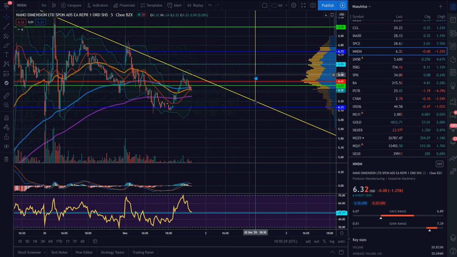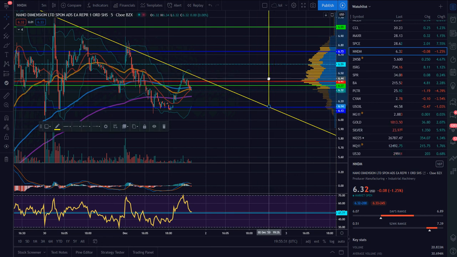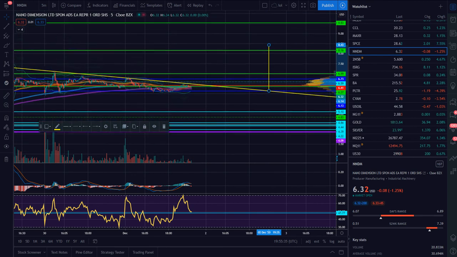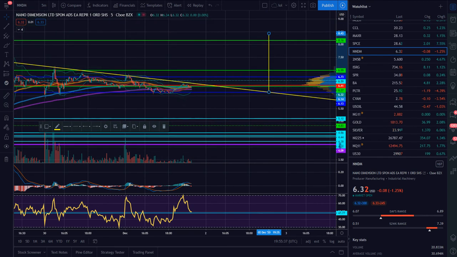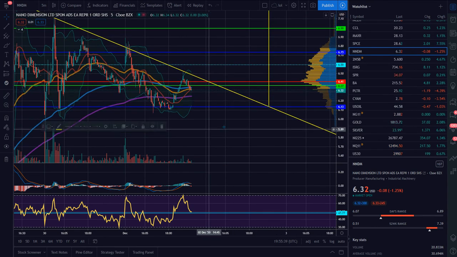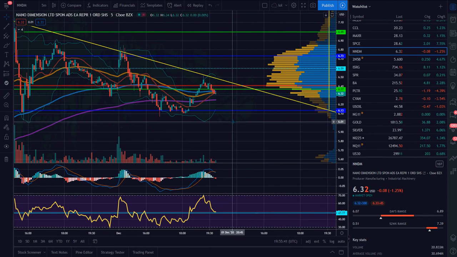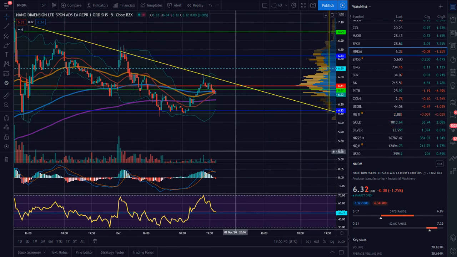Oh, wait, let's see. We can just pull and move this line right here. Where does it go now? Okay, 8.43. That's the price target. It's pretty interesting. So the offering closes tomorrow after market.